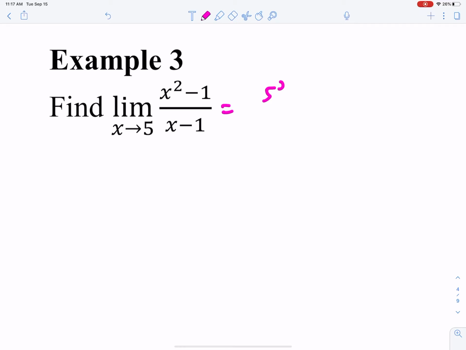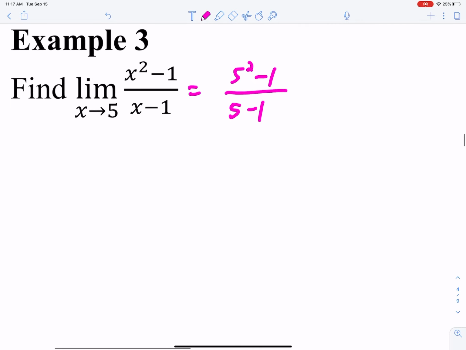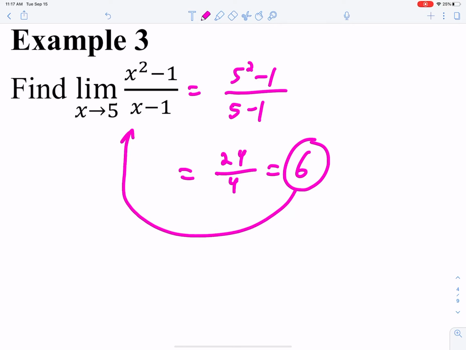We simply plug in. Now notice here, I did not write limit as x approaches 5, right? Once you use the direct substitution rule, once you plug in the numbers, you no longer use the limit notation because it's not a limit anymore. It's simply, that's the answer. Of course, we'll calculate it. 25 minus 1 is 24. 5 minus 1 is 4, so I believe that's a 6. And again, 6 is the limit as x approaches 5 of that function.